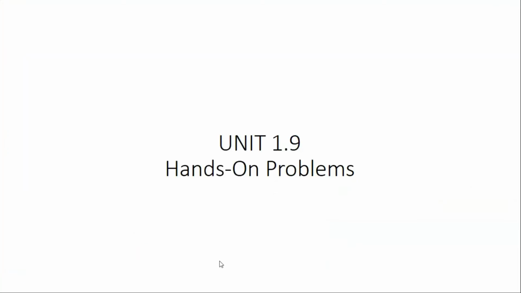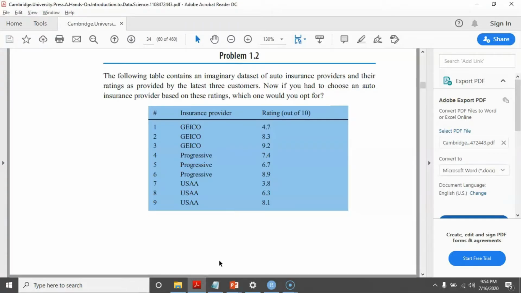So the next problem is about insurance. Let's move to here. Again, this is a very simple problem. What is the problem here? The following table contains the problem number 1.2, which is about insurance. Let me read it. The following table contains an imaginary data set of auto insurance providers and their rating as provided by the latest 3 customers.